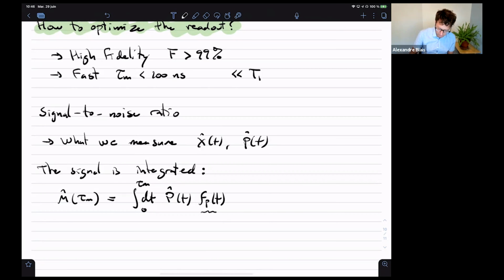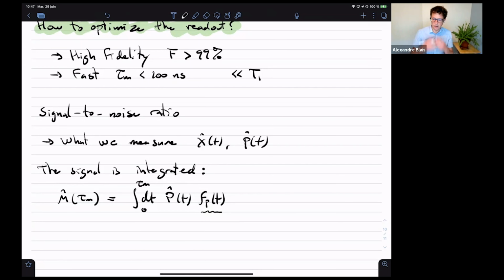So this filter function can just simply say, okay, stop integrating after some time, because you know that at longer times, the answer will always be ground state. And so you're not gaining any information here. You're just adding noise essentially. But this filter function can be chosen to your liking.